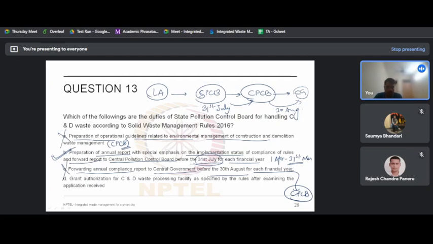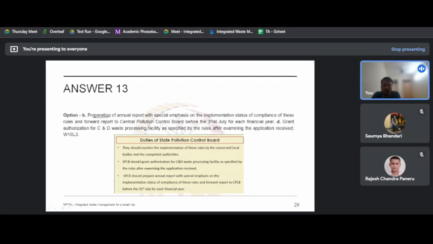So B is a duty of state pollution boards, and then granting authority for C&D waste as per the rules. So yeah, D is correct. So option B and option D are correct. So option B, preparation of annual report and forwarding it to CPCB before 31st July and granting authorization for C&D waste as per the rules after examining the application received. So you can refer to the third lecture of this week.